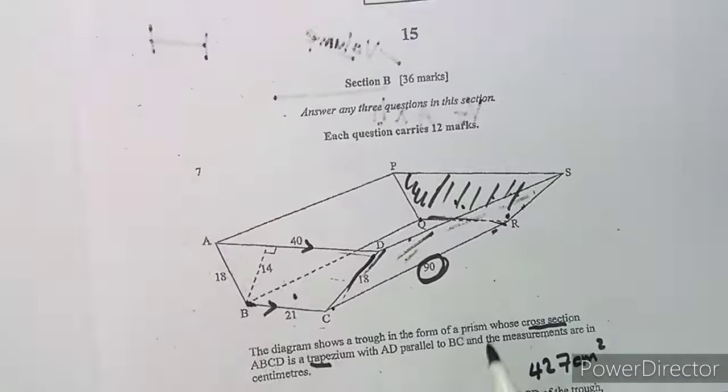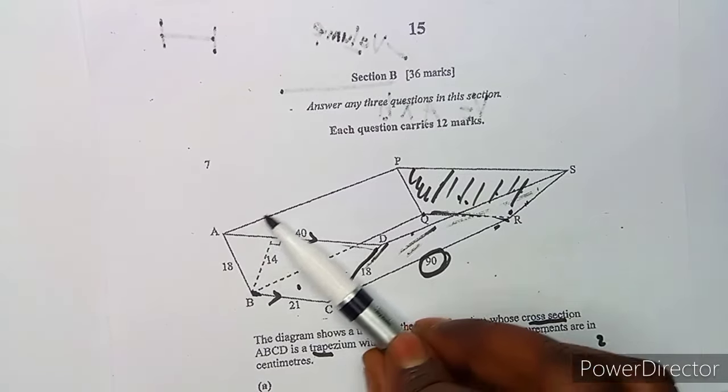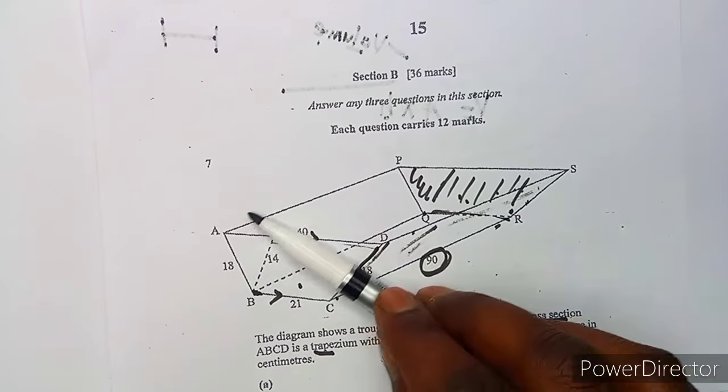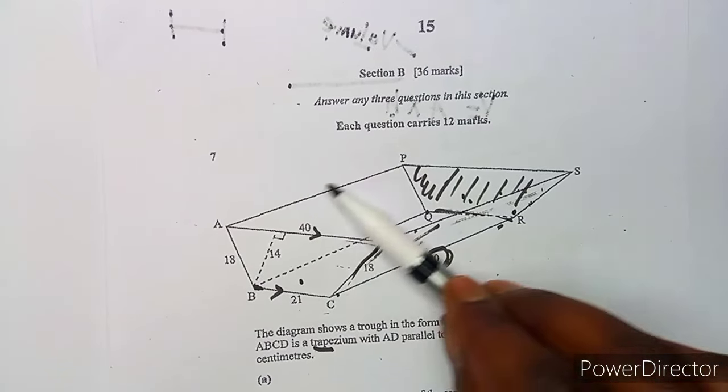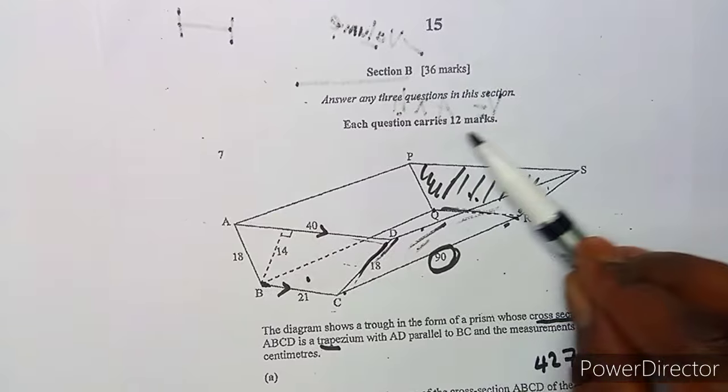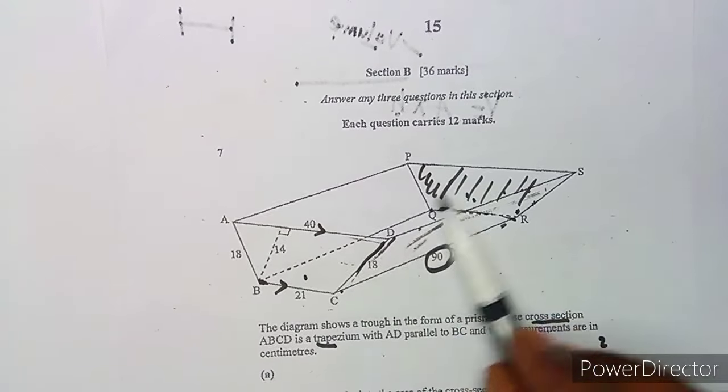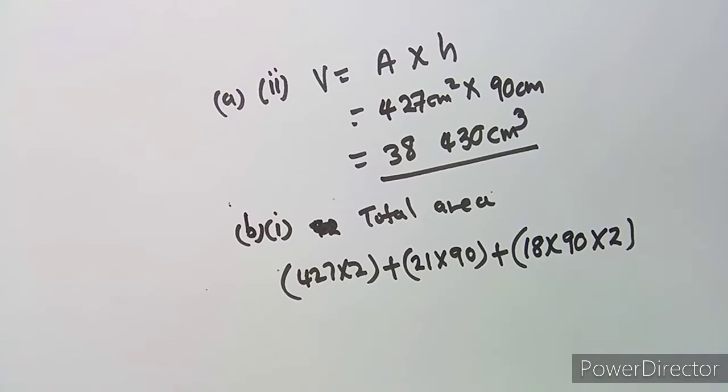And the top part, it's open. This one is a trough. You know that a trough is open on top, so there's nothing that you're going to have shaded here. We are painting inside, so the top is open, so you just leave it like that. So that's how you work out these questions.